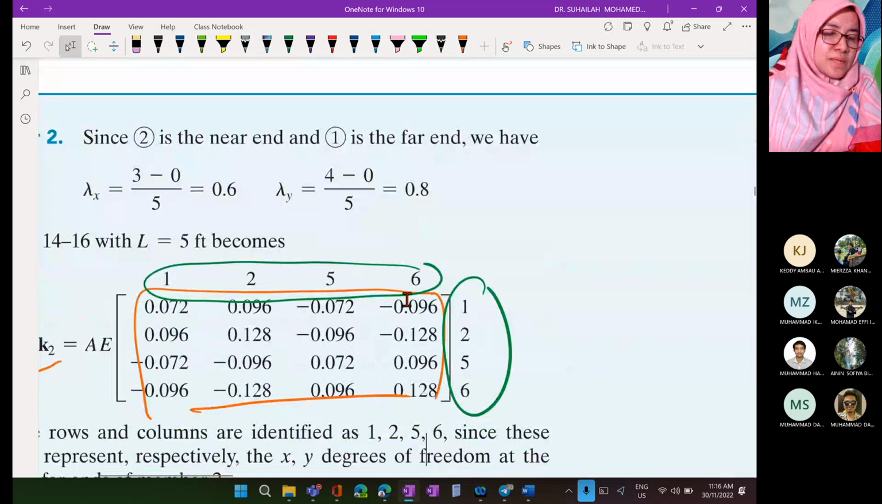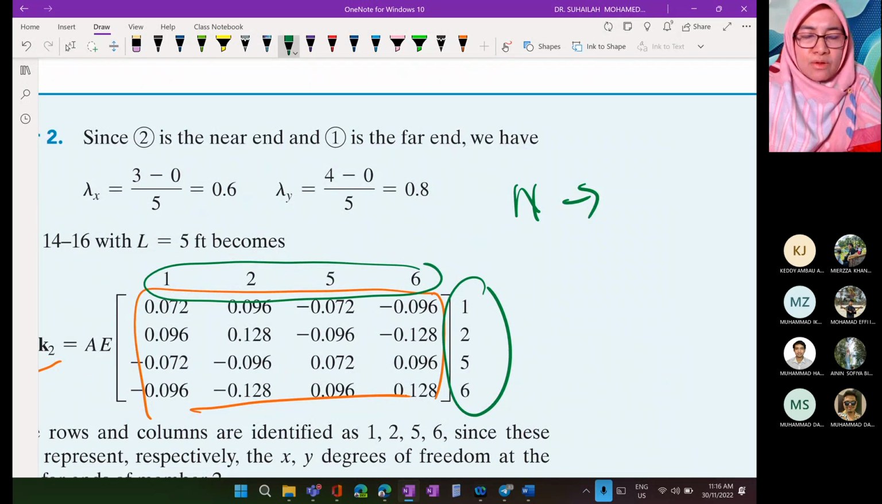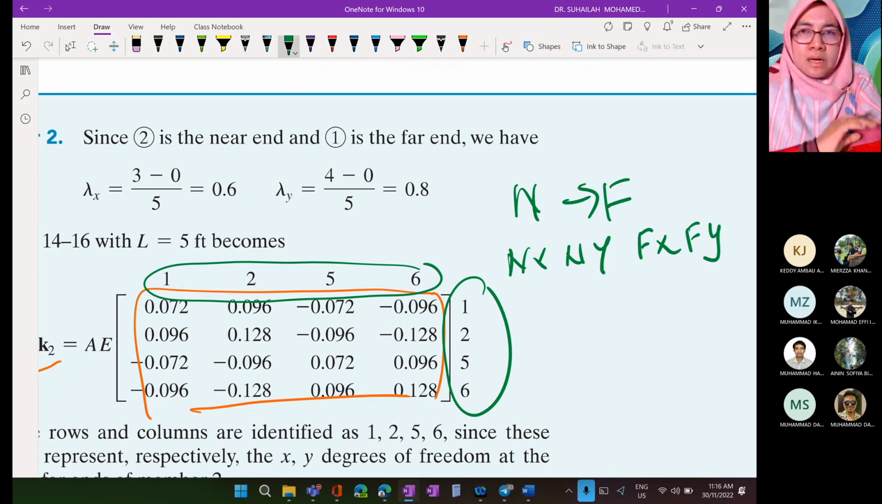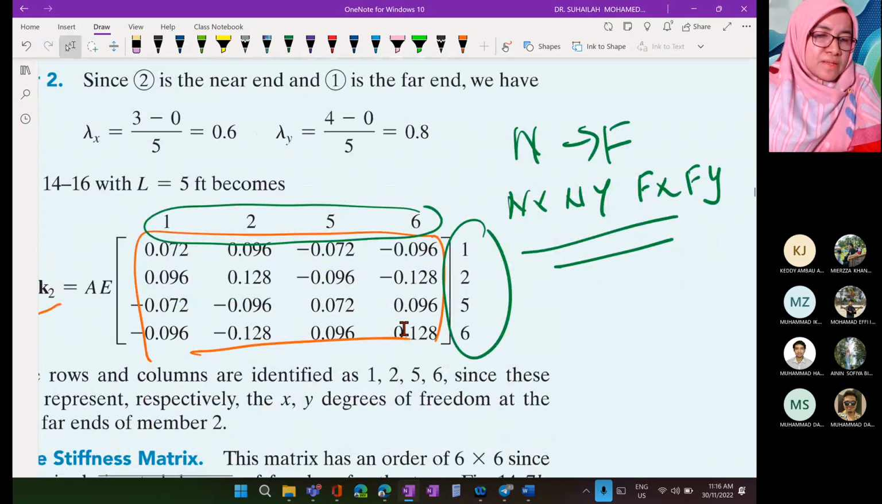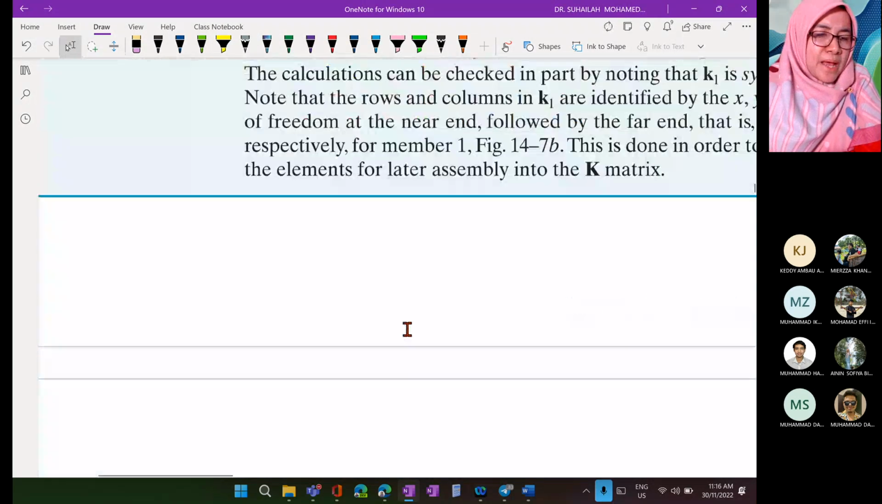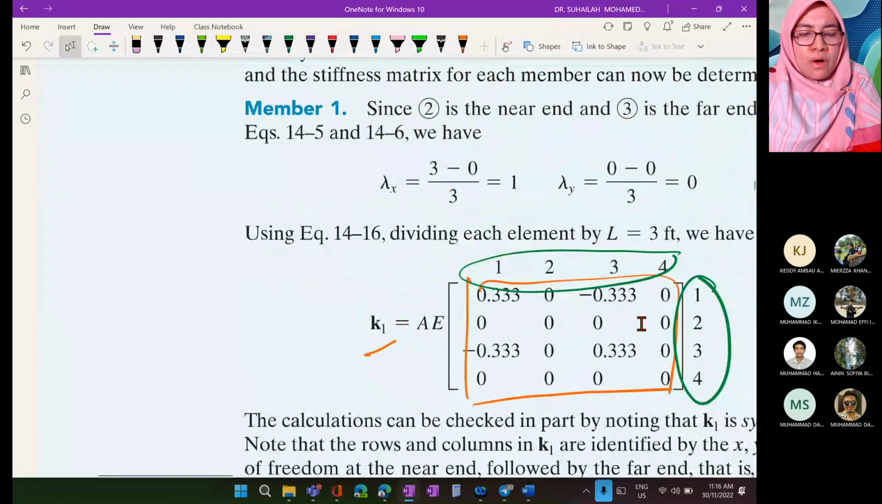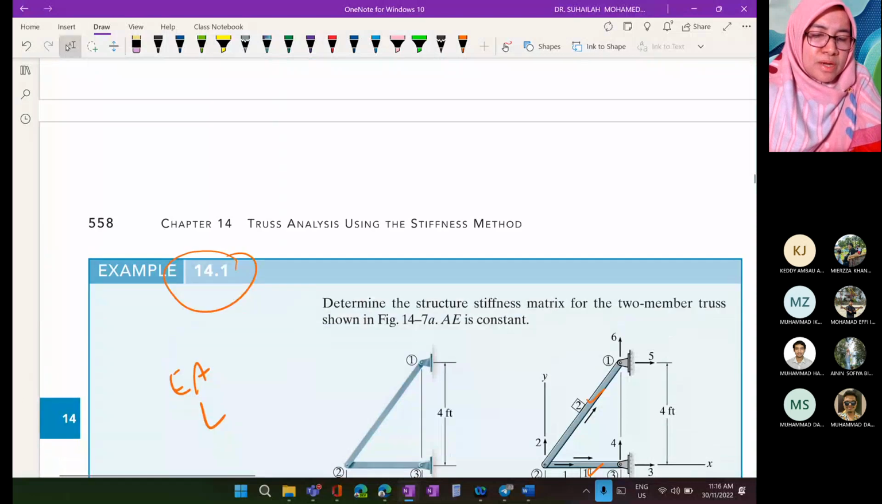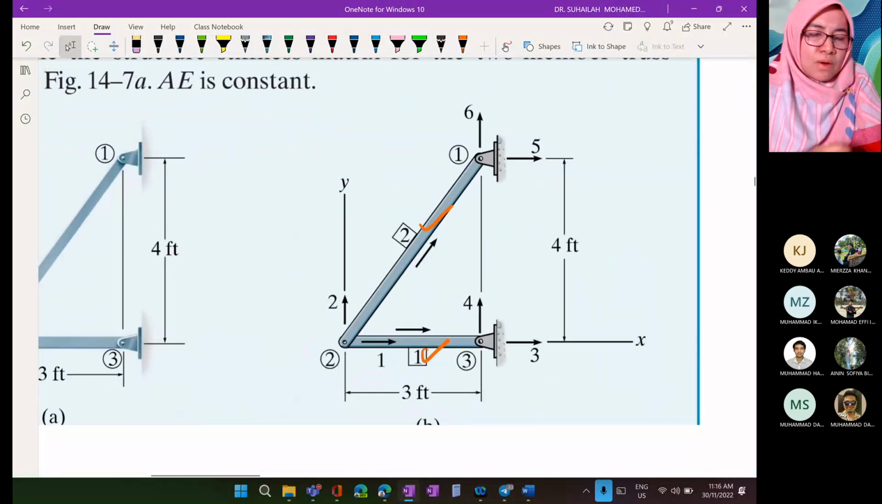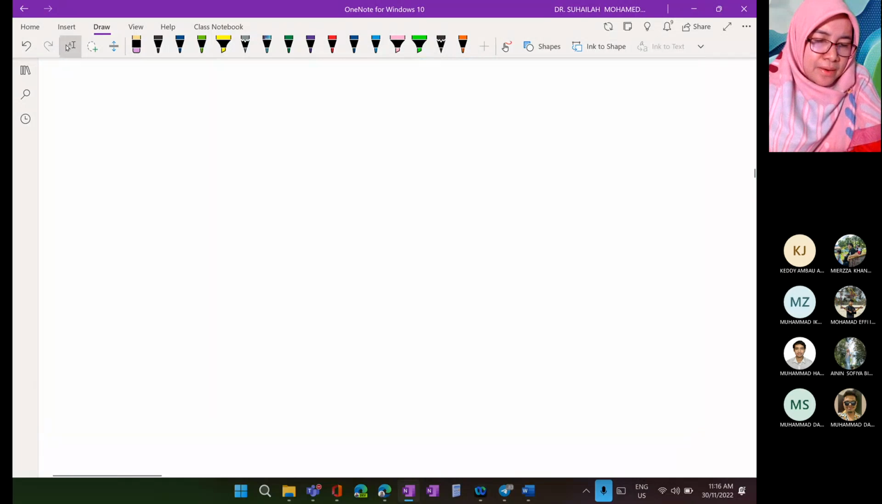So this will be labeled based on near to far end condition. We will have near X, near Y, far X, far Y, and we label according to this. So 1, 2, 5, 6 is for K2, and 1, 2, 3, 4 is for K1. We get this from the free body diagram.